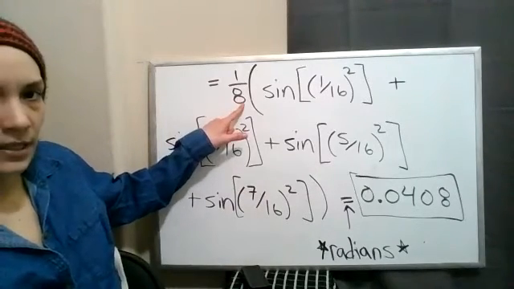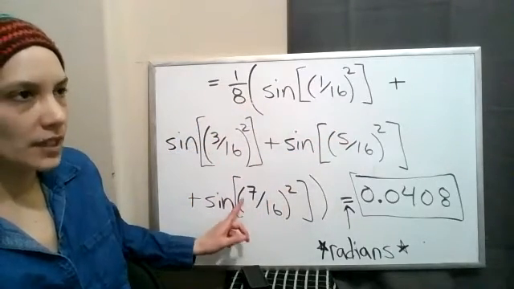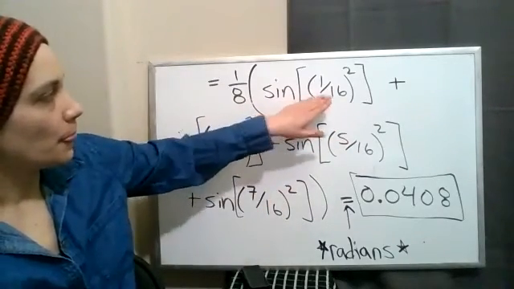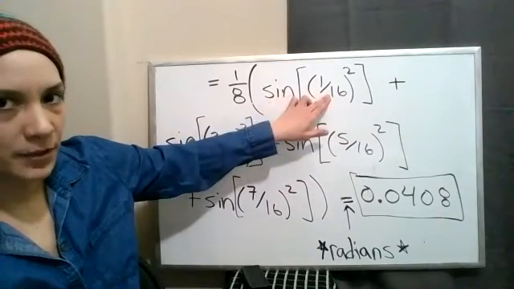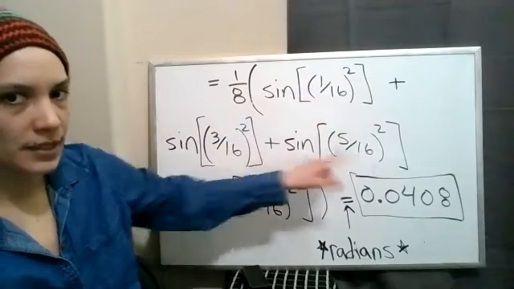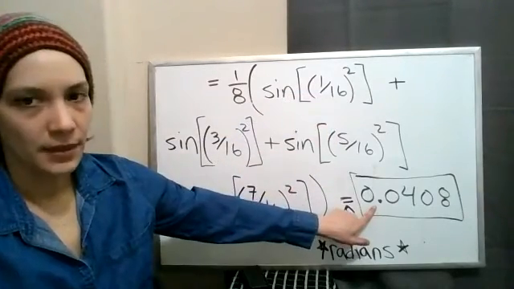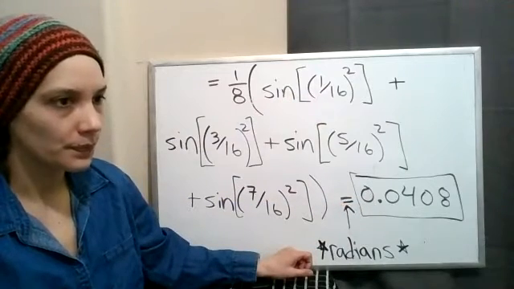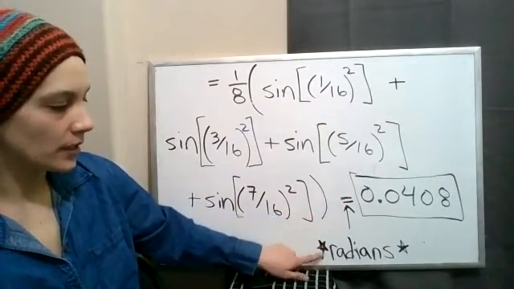That was our delta x multiplied with the sum of each of the midpoints being evaluated at the function. So take your first midpoint, evaluate it, add plugging in the second midpoint up till the last midpoint that you have, and simplify your answer. If it's involving trig, don't forget radians.